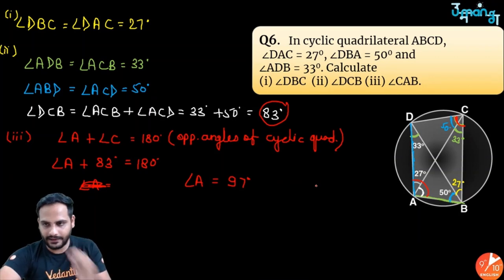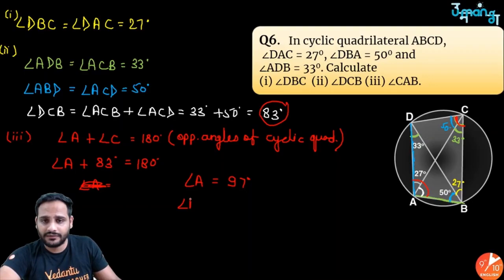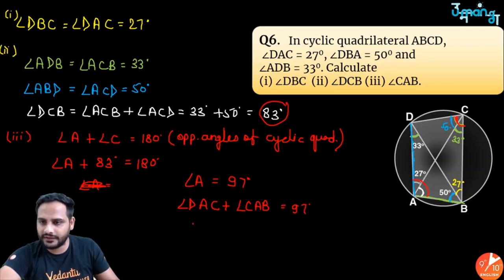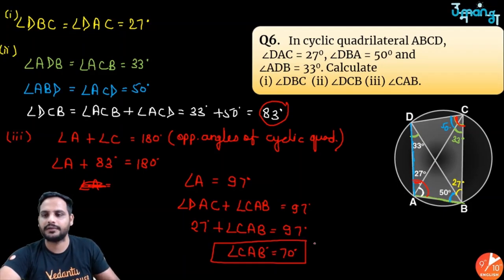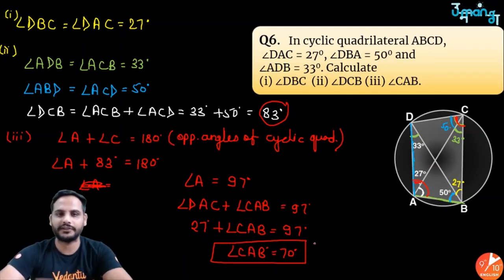Now this complete angle A is made up of two parts. One is angle DAC plus angle CAB is equal to 97 degrees. Angle DAC, this angle, is 27 degrees. So 27 plus angle CAB is equal to 97 degrees. So angle CAB is equal to 70 degrees. Got it? So this is how we have got all three parts.